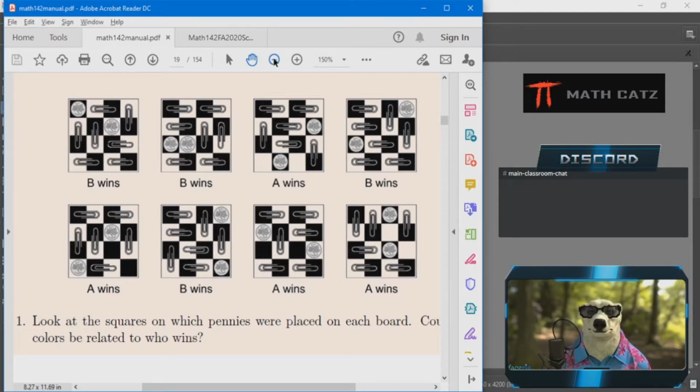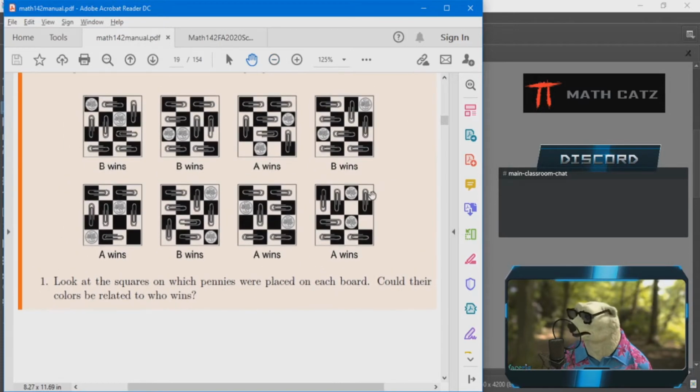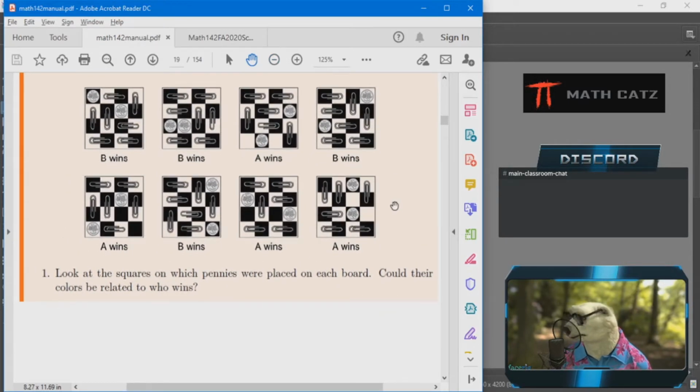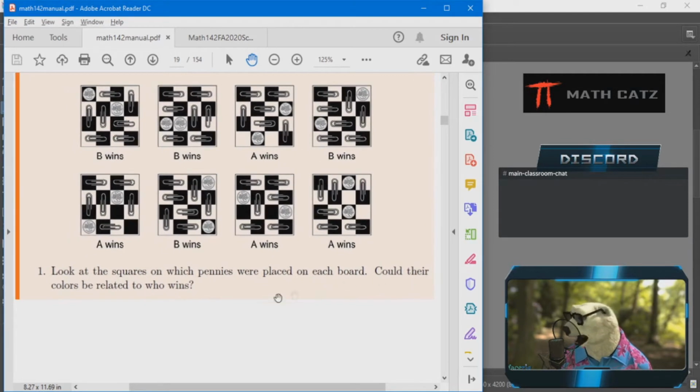Okay, so here's our game. Now we have some questions, just getting us thinking in the right direction. And then we will streamline the idea of deductive reasoning afterwards. Let's look at the squares on which pennies were placed. That's what happens first. Could somehow their colors be related to who wins?